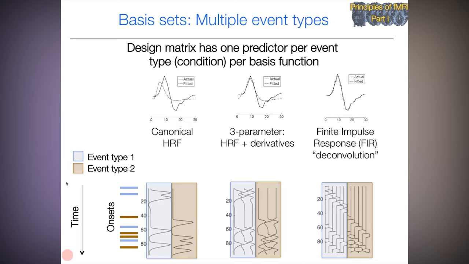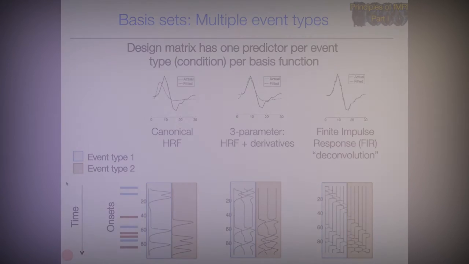So here we can see there are 2 event types, 1 and 2, indicated by the blue and the brown colors. There are 4 onsets per event type, so 4 blue onsets and 4 brown onsets, and time is going down. And with the canonical HRF then, we see that there are just 2 predictors that track those onsets. With the 3-parameter model, now there are 6 regressors. Each of those is 3 basis functions that are convolved with the event onsets to yield 3 predictors per event type. And finally, the FIR model, in this example, has 6 regressors per event type. So 6 regressors for event type 1, 6 regressors for event type 2.